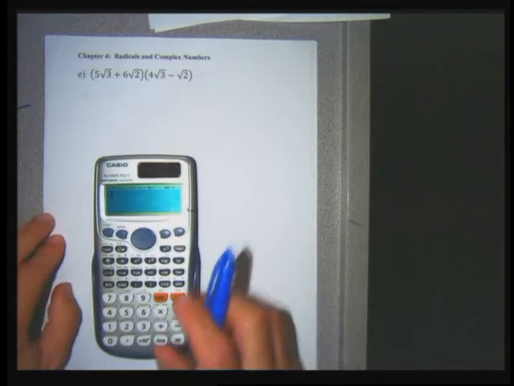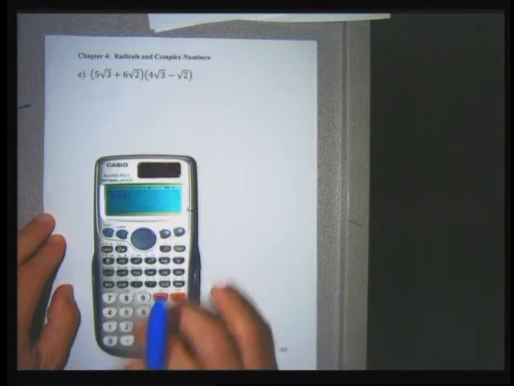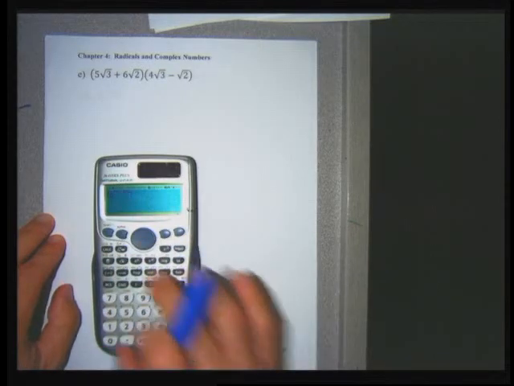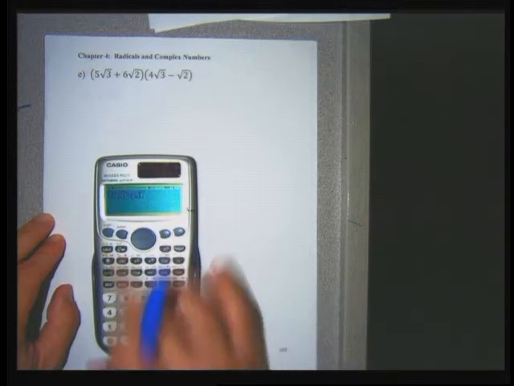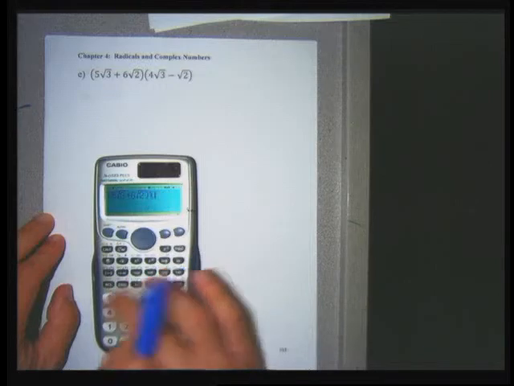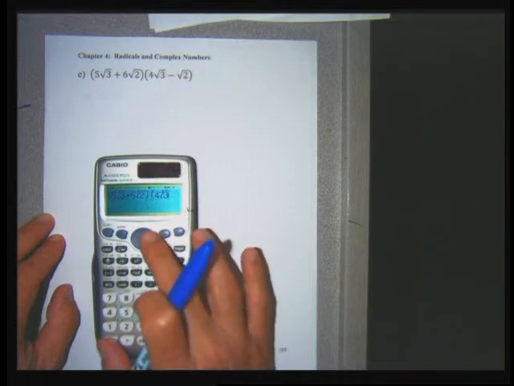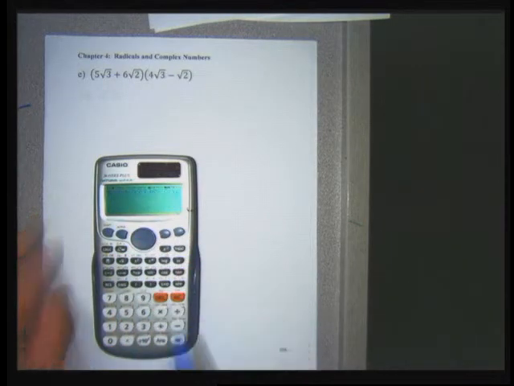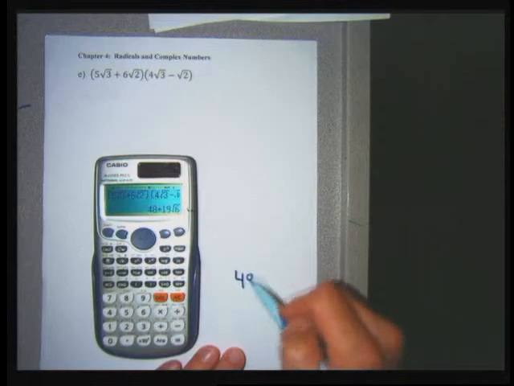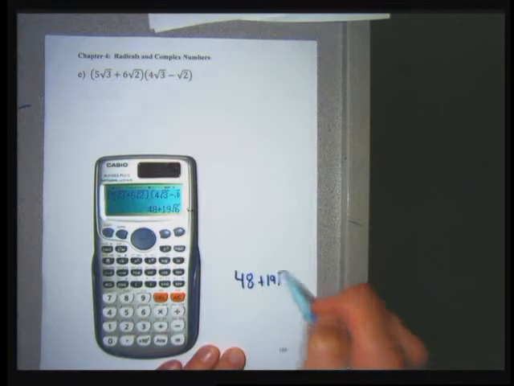E is foiling. I'll do it on my calculator real quickly first. So, 5 square root of 3 plus 6 square root of 2 times 4 square root of 3 minus square root of 2, and my answer is 48 plus 19 square root of 6.